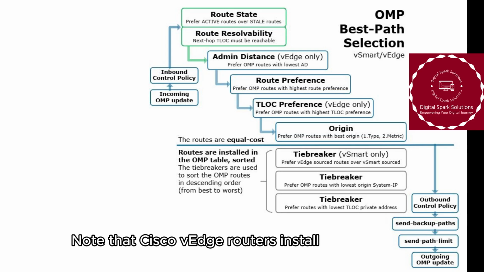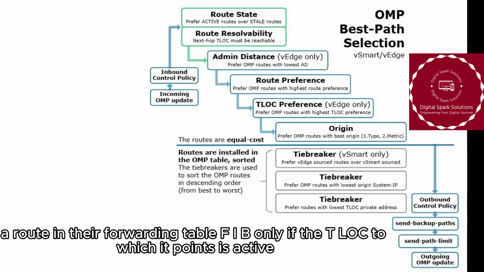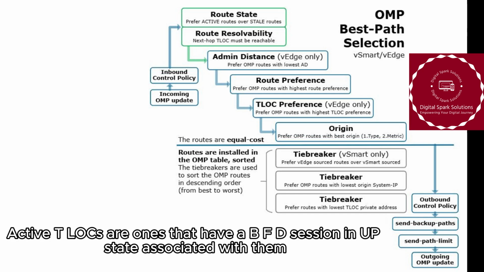Note that Cisco vEdge routers install a route in their forwarding table, the FIB, only if the TLOC to which it points is active. Active TLOCs are ones that have a BFD session in up state associated with them.